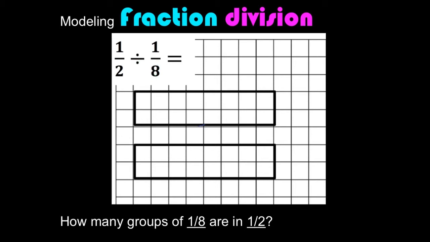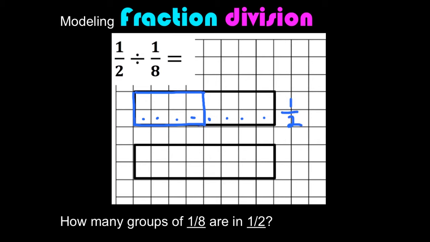And so in modeling fraction division, our first step is we're going to model 1/2. And so here we have two bars. Each bar has 1, 2, 3, 4, 5, 6, 7, 8 units wide. And so let's go ahead and divide that in half to show how we can model 1/2. So there we go. So we just built a 1/2 model. So we're going to label this 1/2.